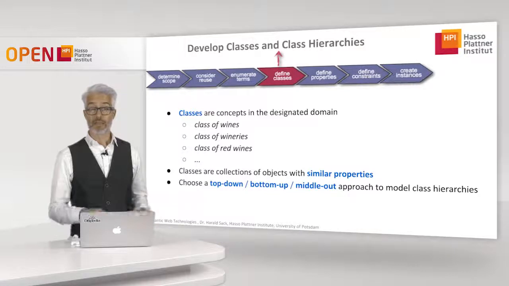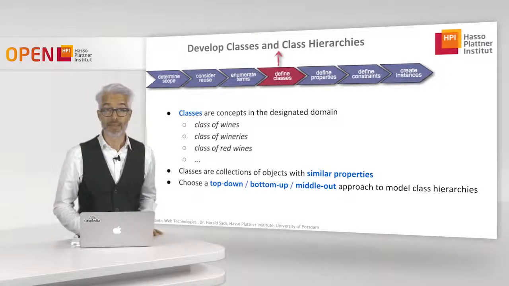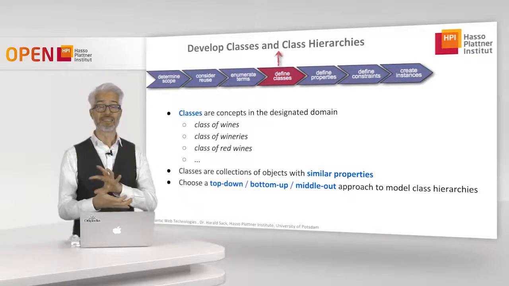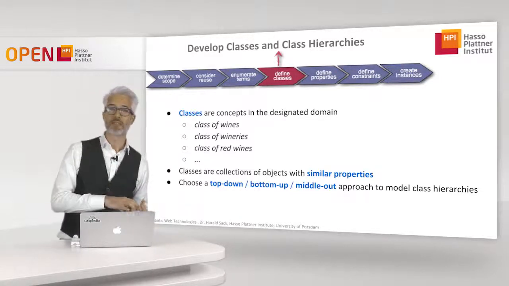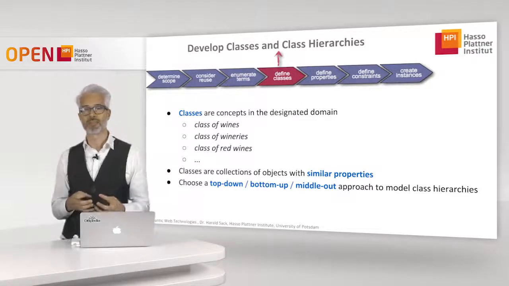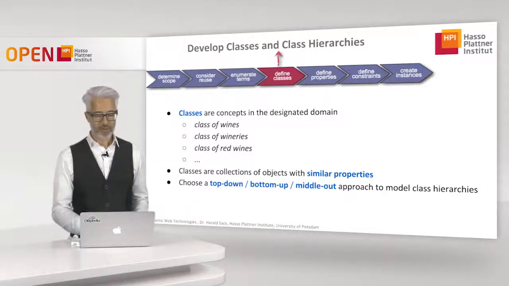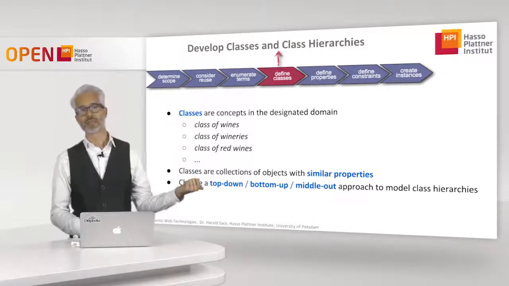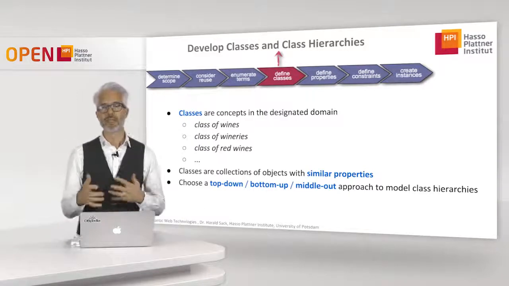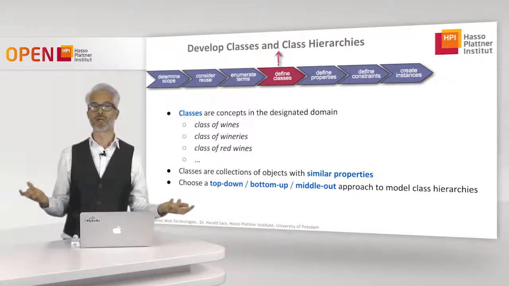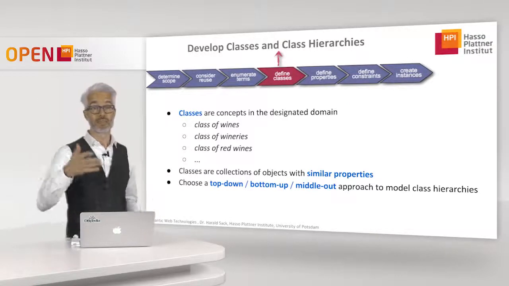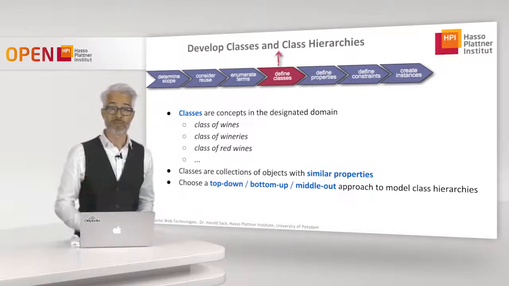Then I start with the development of classes and class hierarchies. So I try somehow to sum up things which have similar properties. So classes are collections of objects with similar properties. For example, in our wine ontology, we would have the class of wines, the class of wineries, or the class of red wines. And we can also design a hierarchy, so we say, okay, red wines, of course, are a specialization of wine. So therefore, wine is a superclass of red wine and stuff like that.